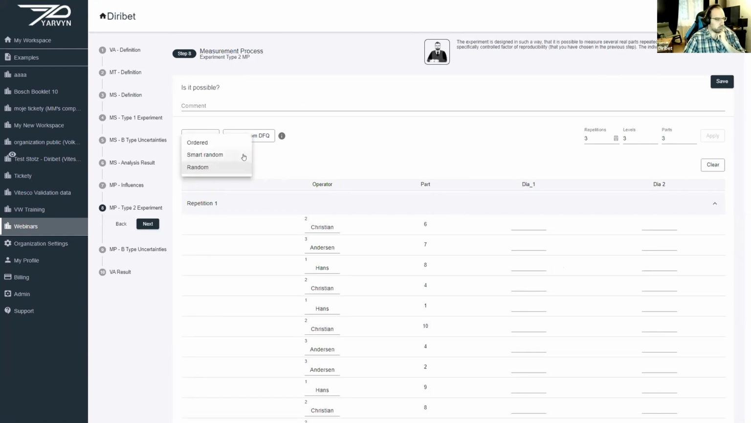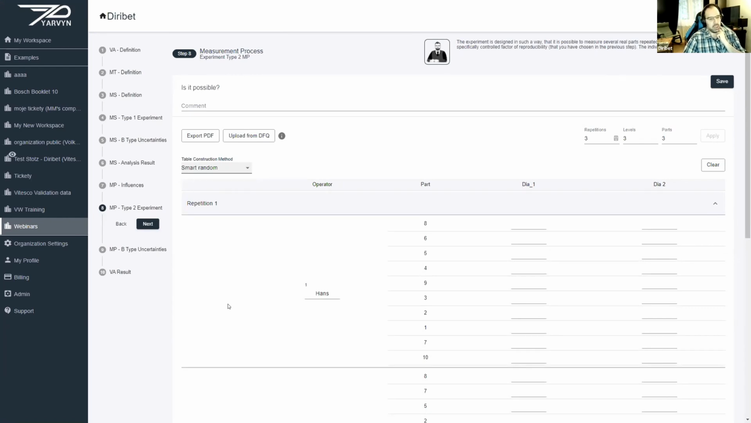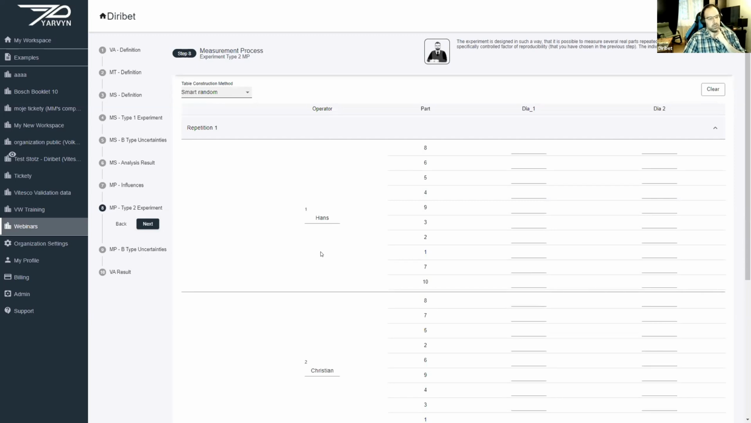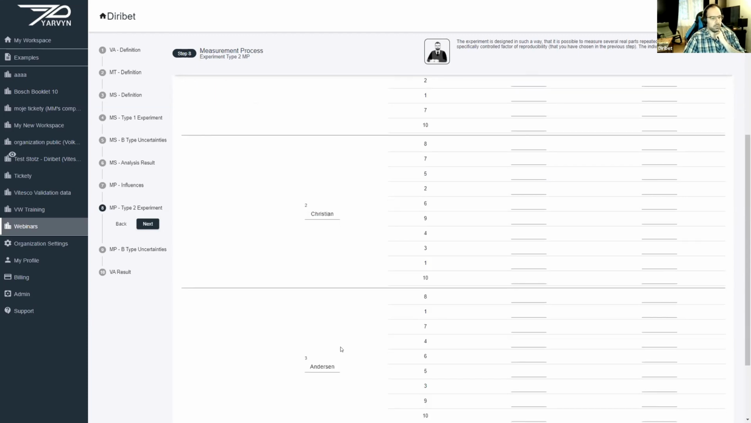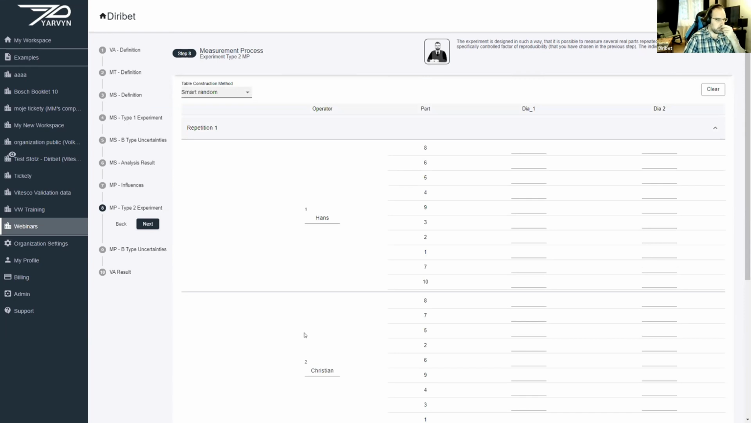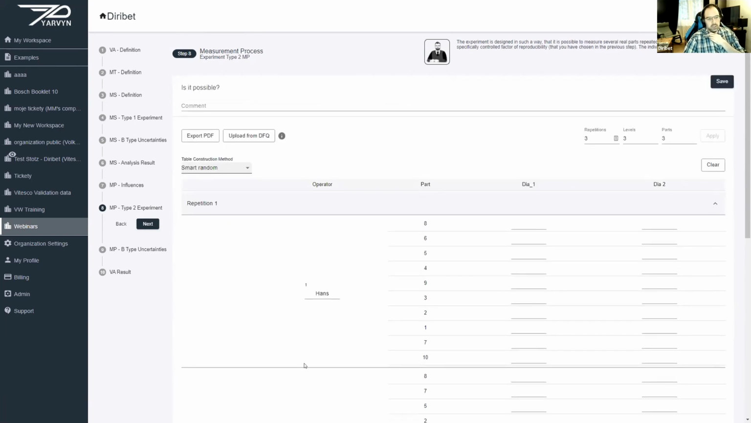So for this case, we have the second state, that is smart random, and here you can see that the levels, the main factors, are ordered. We have one operator, second operator, third operator. If this is temperature, it will be temperature 1, temperature 2, temperature 3, and it will be much easier to perform this experiment. And the last is completely ordered, when everything is in order: one operator and the parts from 1 to 10. So these are the three types of design tables you can have: completely random, where every operator and every level is random, or smart random, where levels are ordered and parts are random.